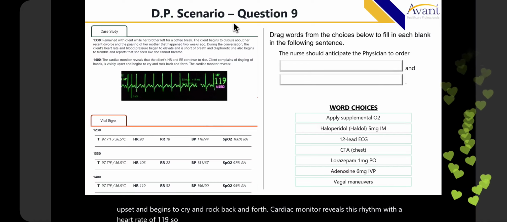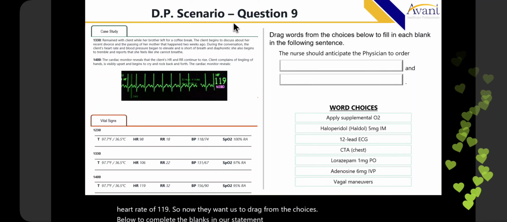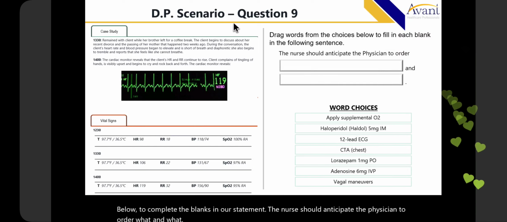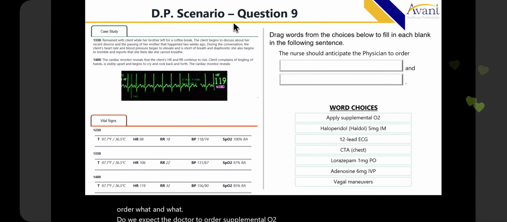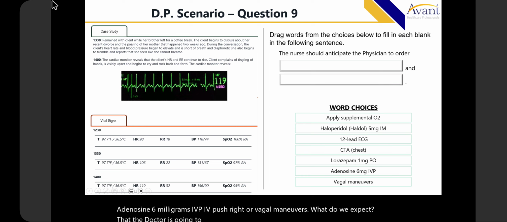Okay? So now they want us to drag from the choices below to complete the blanks in our statement. The nurse should anticipate the physician to order what and what. Do we expect the doctor to order supplemental O2? Haloperidol 5 milligrams, 12 lead ECG, a CTA of the chest, lorazepam 1 milligram PO, adenosine 6 milligrams IV push, right? Or vagal maneuvers. What do we expect that the doctor is going to ask us to do for this patient?